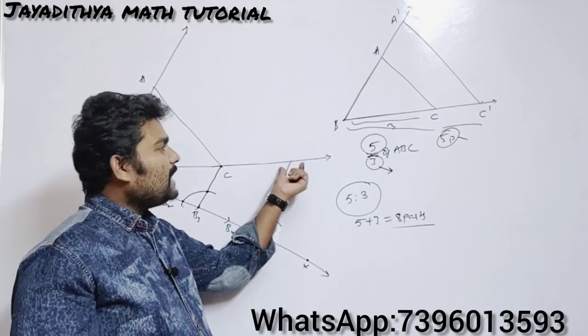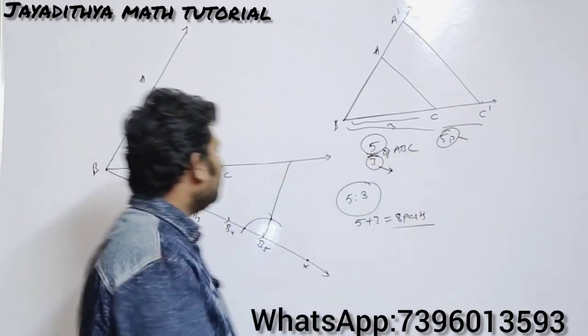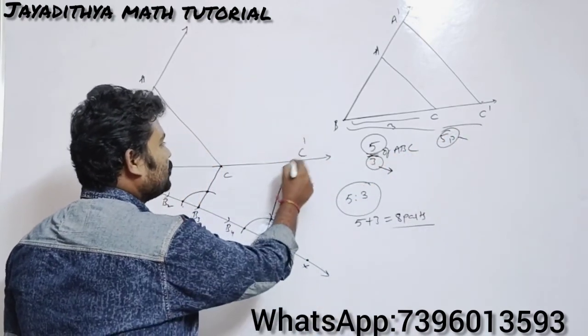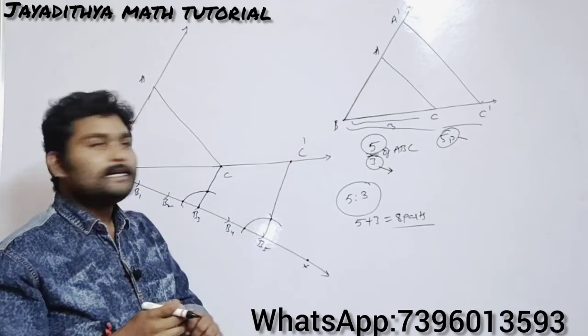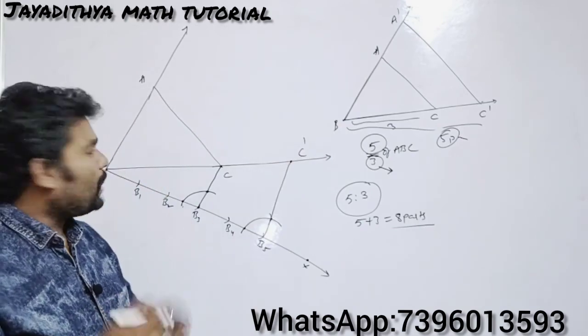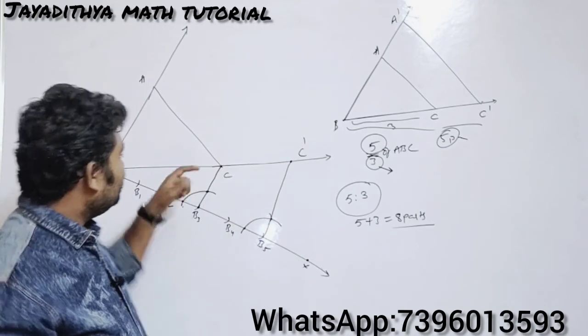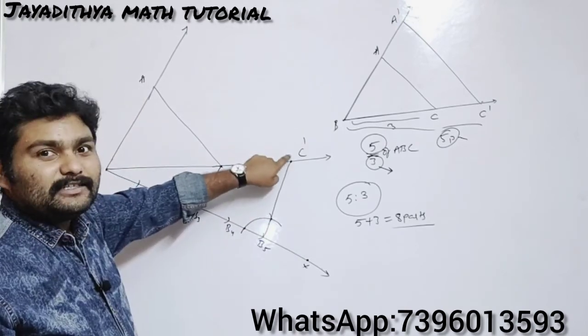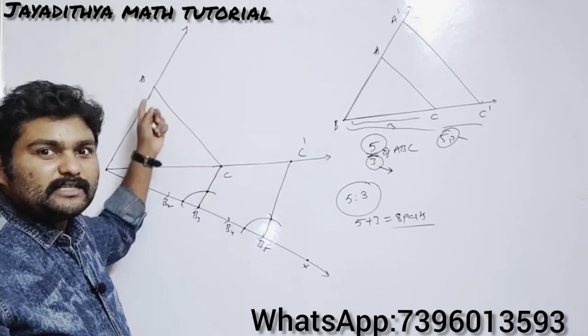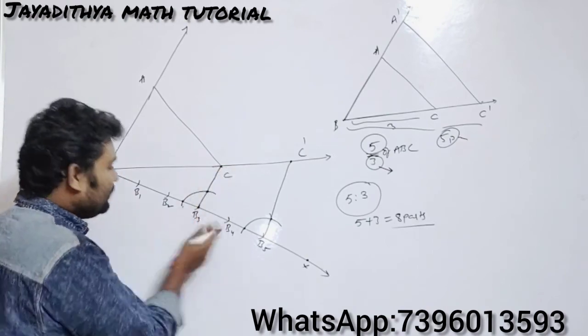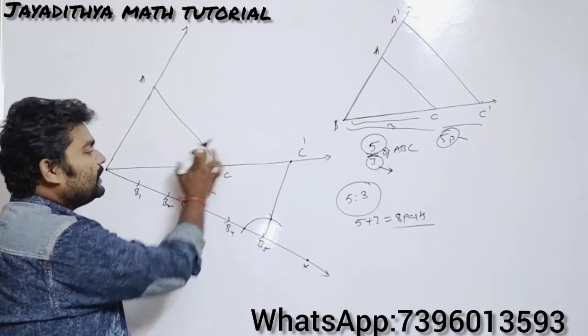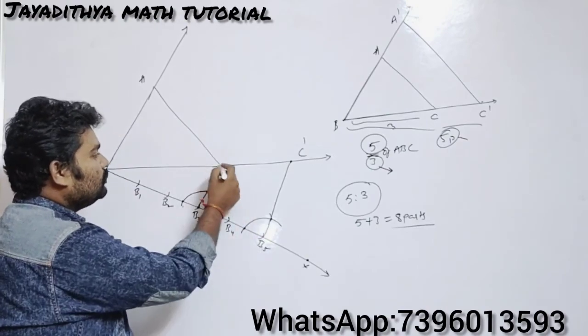Now you should mark this point. That will be C dash. After this, what you need to do? Again you need to draw a line at C dash which is parallel to AC. So for that reason, we should do the same thing in the top case also. See here.